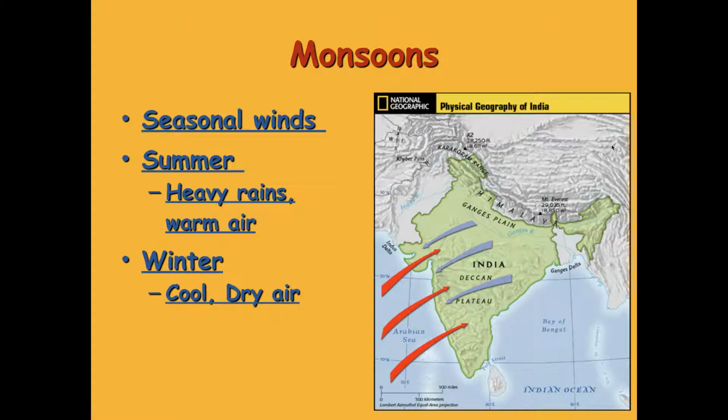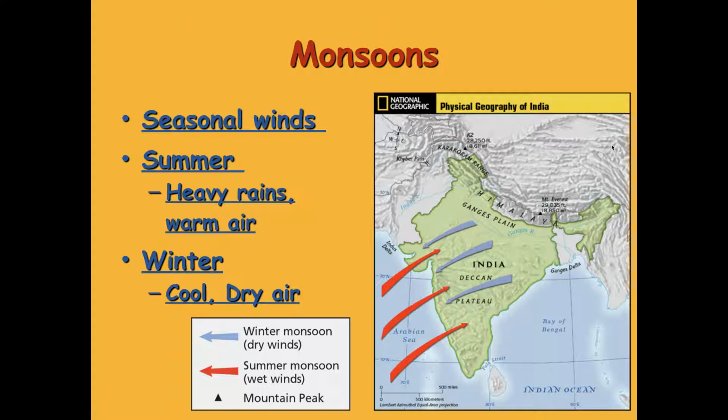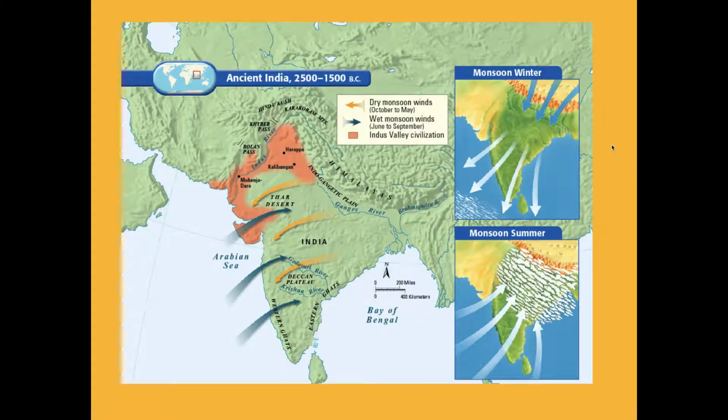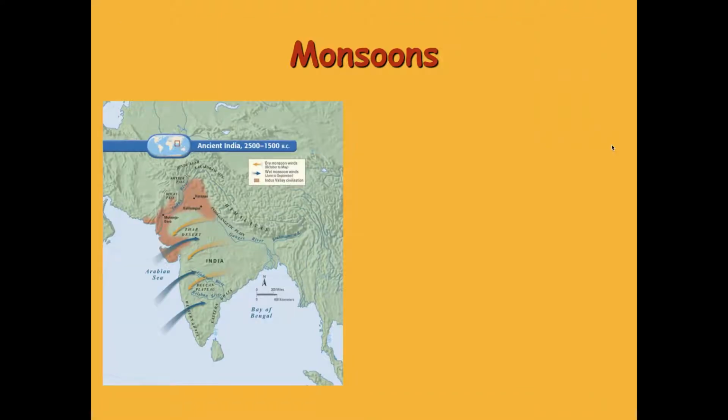So something that happens regularly in India, annually in fact, is monsoons. Monsoons are seasonal winds that carry either heavy rains and warm air or cool and dry air. So in the summer, you have a lot of heavy rains and warm air that are being pushed. And in the winter, you get the cooler, dry air. So basically, these are winds that push back and forth across the Indian subcontinent. You can see the red there are the summer monsoon wet winds that push in, and the blue ones are the winter dry, cooler winds. There's another diagram to show you what the monsoon winds look like.